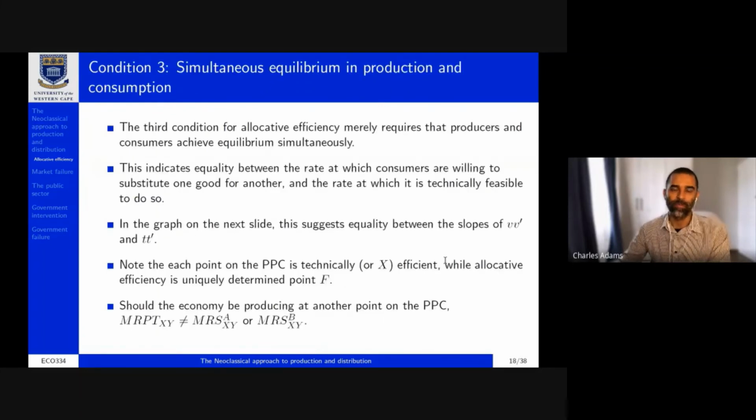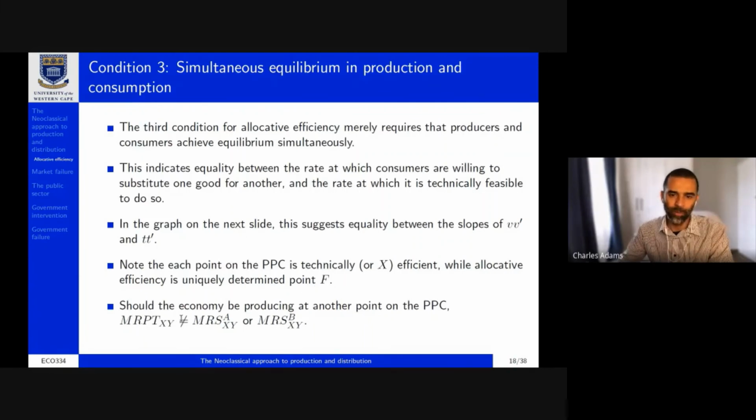Moving on. Now, I said condition 3 suggests that we have simultaneous equilibrium in production and consumption. So this condition for allocative efficiency merely requires that producers and consumers achieve equilibrium simultaneously. This indicates equality between the rate at which consumers are willing to substitute one good for another, that's the marginal rate of substitution, and the rate at which it is technically feasible to do so. Right? So that's the marginal rate of technical substitution. So in the graph on the next slide, this suggests equality between the slopes of VV prime and TT prime. So we'll look at that in a moment.